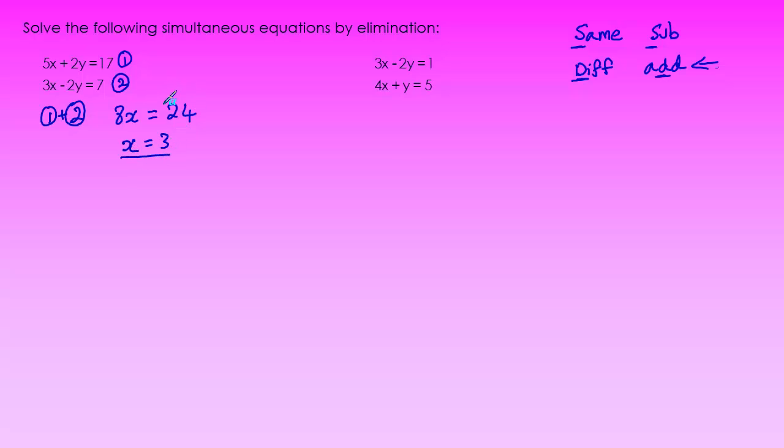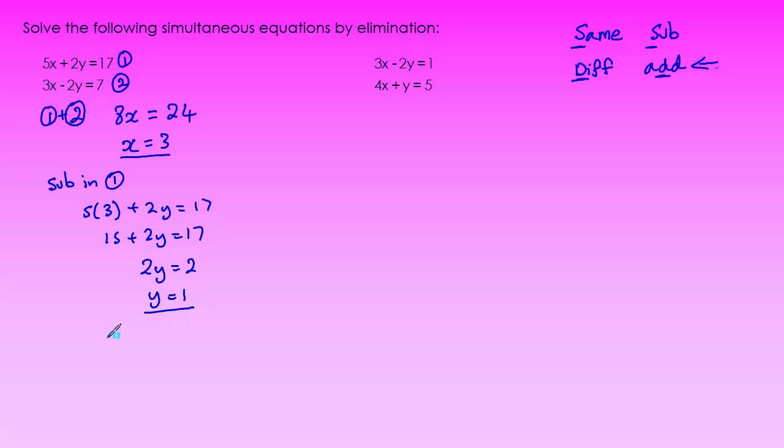Then to find y you can substitute back to either of the original equations. I'm going to sub into equation 1. So that gives me 5 lots of 3, add 2y equals 17. So 15 add 2y is 17. So that means that 2y must be equal to 2. So y is equal to 1. And we have x is 3 and y is 1.